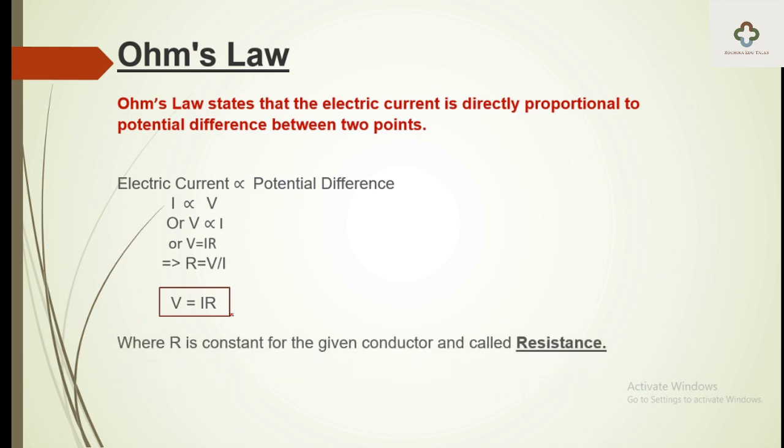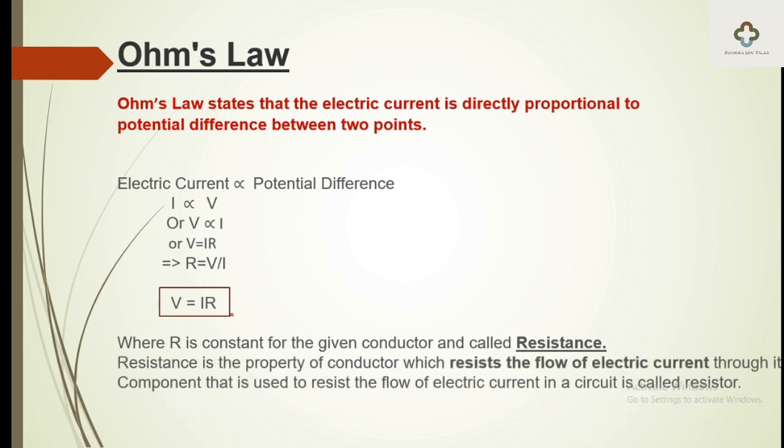So R is constant for a given conductor and is called the resistance of the conductor. Let's suppose I've taken a copper wire. All copper wires of the same length and same area will have the same resistance. Resistance basically is the property of a conductor which opposes the current flowing through it. It always opposes the current. The component that is used to resist the flow of electric current in a circuit is called a resistor. Resistance is the property of the conductor, but a resistor is an instrument that is used to control the amount of current flowing in the circuit.